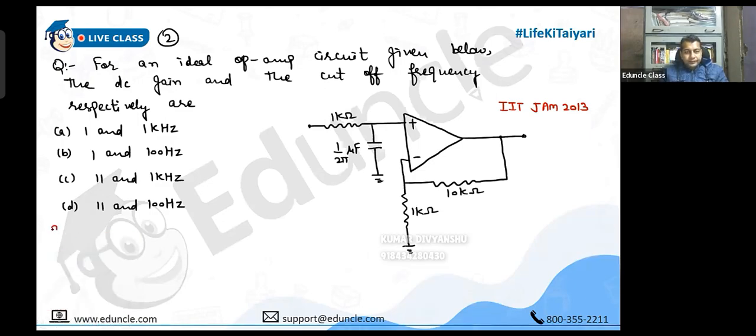This is the question. DC gain and cutoff frequency. So you can straight away eliminate two options by finding the gain.